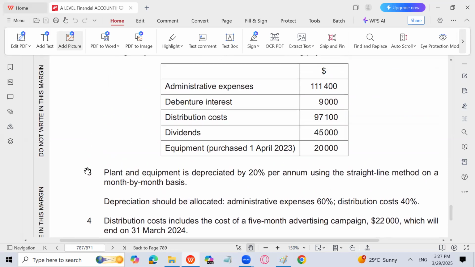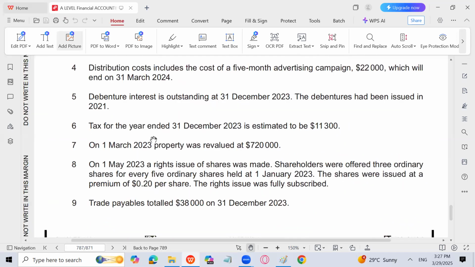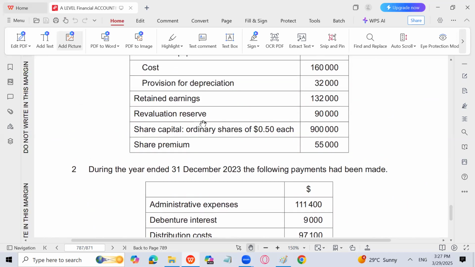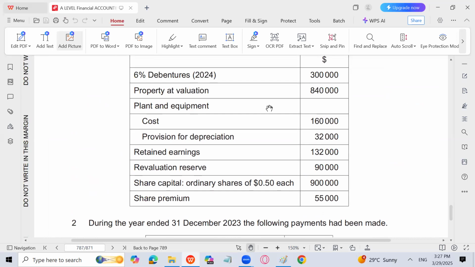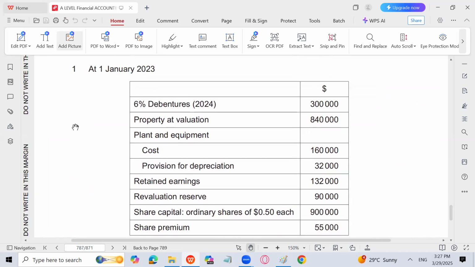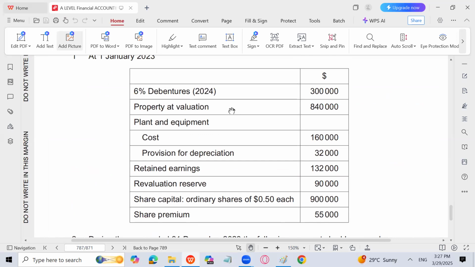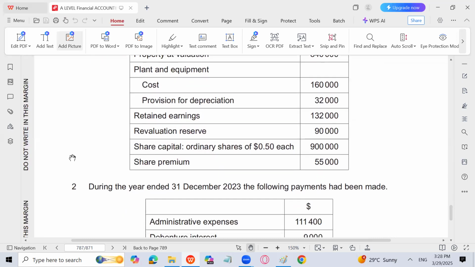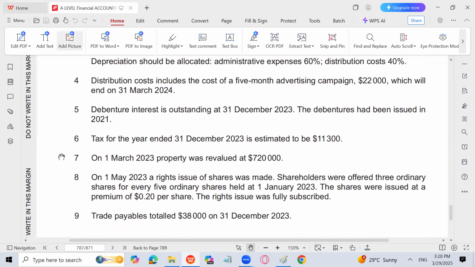So there is going to be a revaluation reserve. On 1st March 2023, property was revalued. Property at valuation is 8,40,000. And on 1st March, this 8,40,000 has become 7,20,000. So there is a downward revaluation, a revaluation loss. The revaluation loss will be subtracted from the revaluation reserve if it is available first, and then the remaining loss will be taken out from retained earnings.